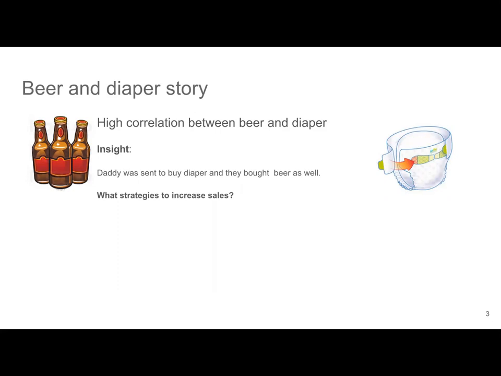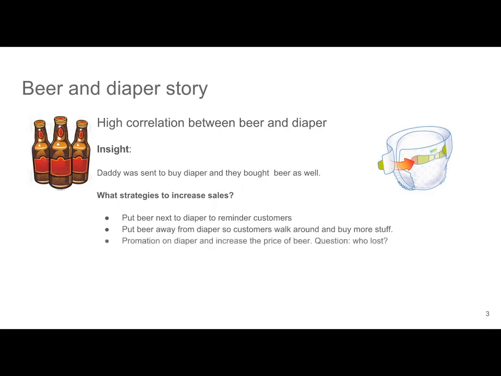One strategy is that we can put the beer next to the diaper, so it will remind the customers. The other strategy is to put the beer away from the diaper, so the customers will walk around the shop and buy more stuff. The last strategy I will discuss is that you can do a promotion on diaper, decrease the price of diaper, but secretly increase the price of the beer. What's going to happen is all the customers will come to your store to buy diaper, and they will also pay extra money for the beer.